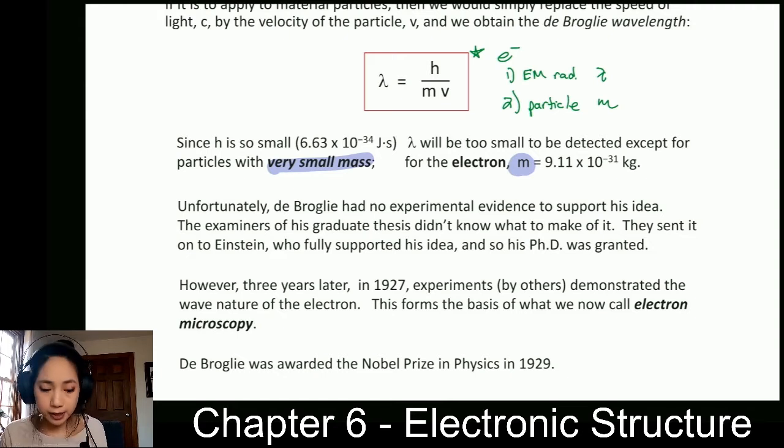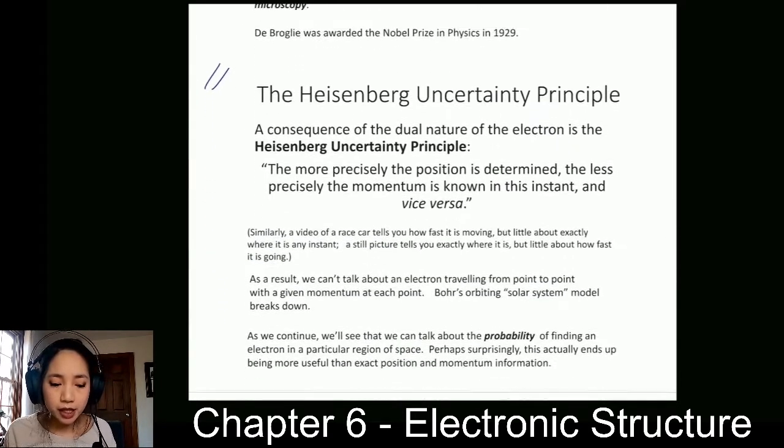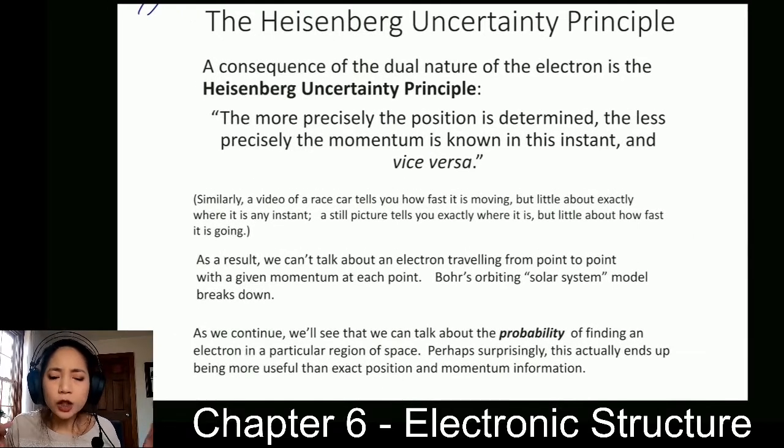Okay, so what does that all have to do with electronic structure? Well, de Broglie kind of paved the way for us to understand electrons a little bit more. He proposed that electrons both are a particle and a wave, just like we talked about light. And so this brings us to looking at the consequences of this duality, this dual nature of electrons. And this brings us to the Heisenberg uncertainty principle and quantum mechanics.